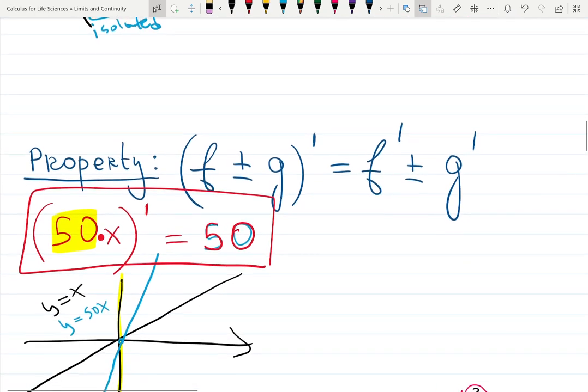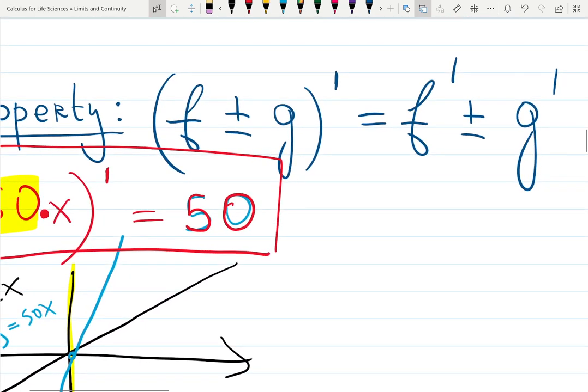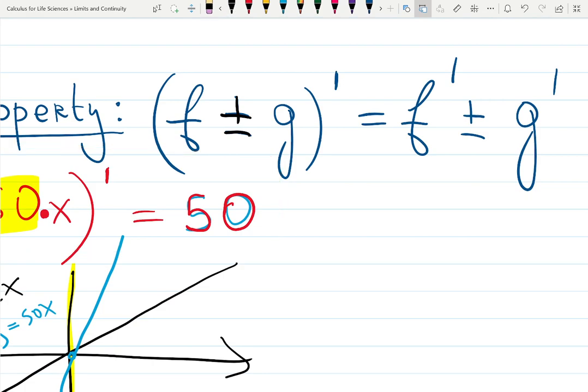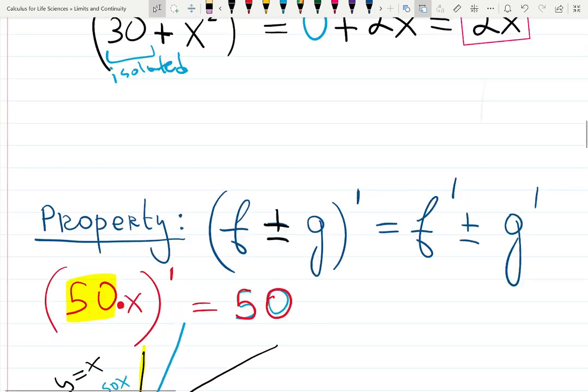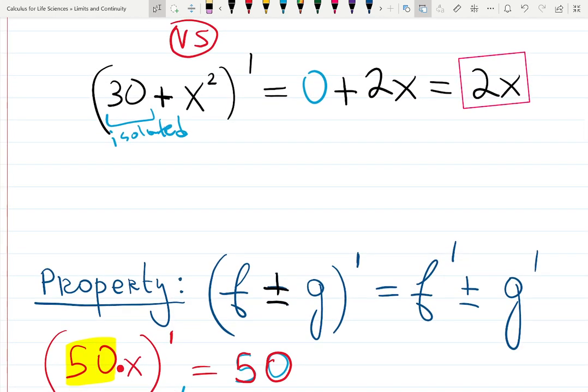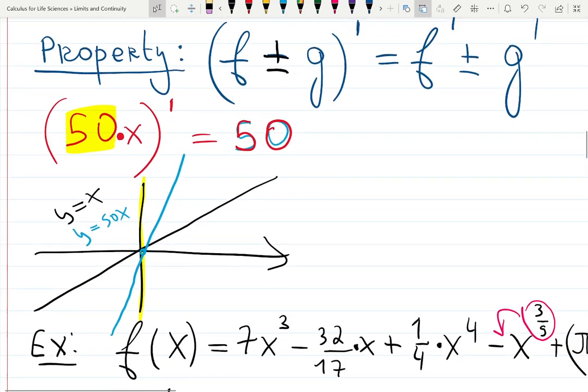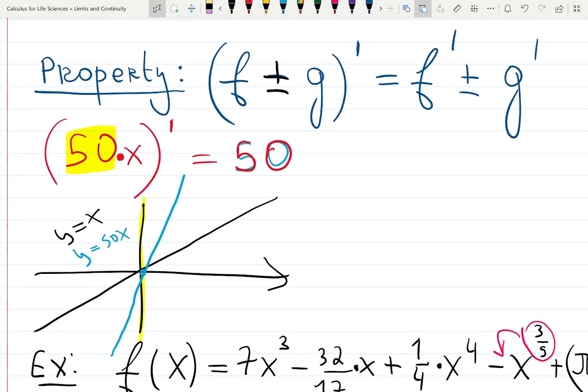Now, more properties. If you have a sum or difference of functions, you can just differentiate each function separately. That is a nice looking property. So that's exactly what I did in this example. 30 plus x squared, I just differentiated separately: 30 gave me 0, x squared gave me 2x, and that gave me the sum. That's a nice property.